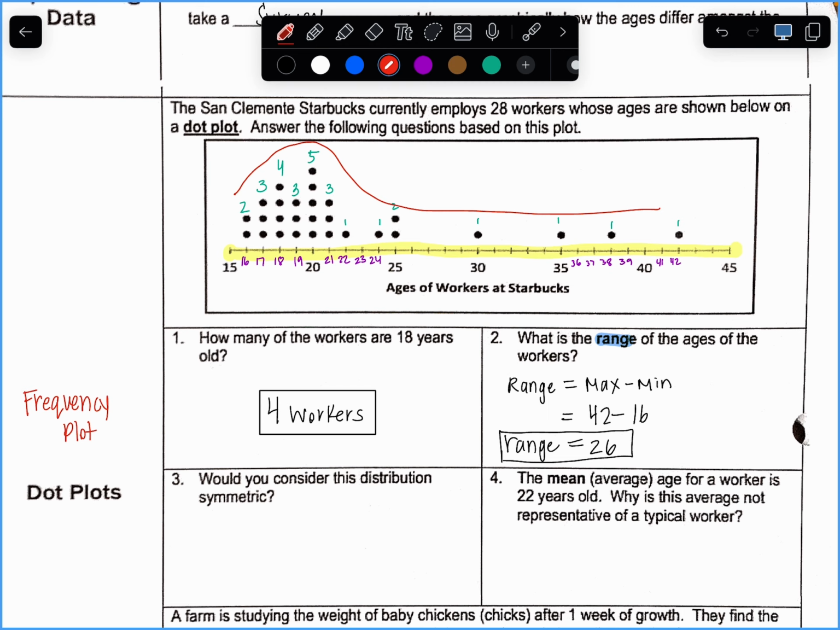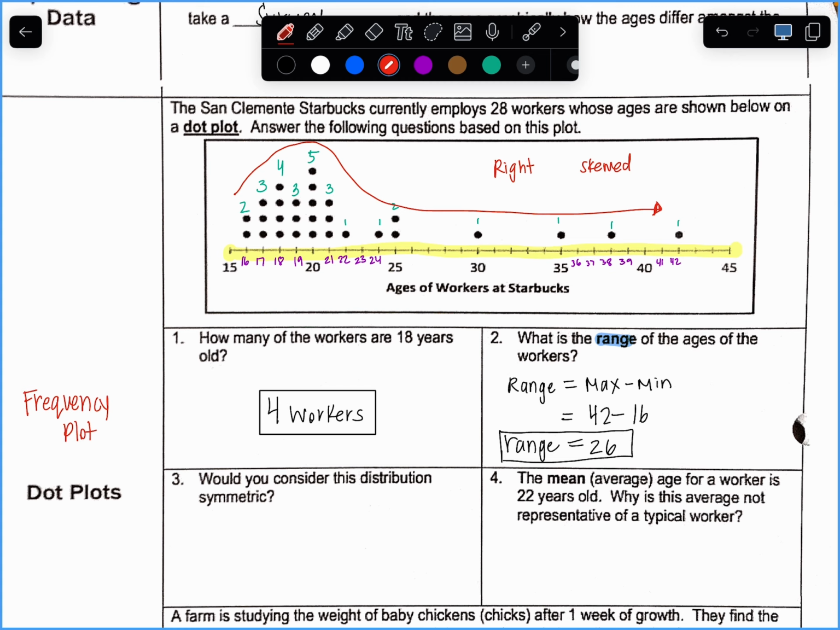Here, is it left skewed or right skewed? Where's the tail longer? On the right. So it is positive, it's right skewed, because the tail is longer.